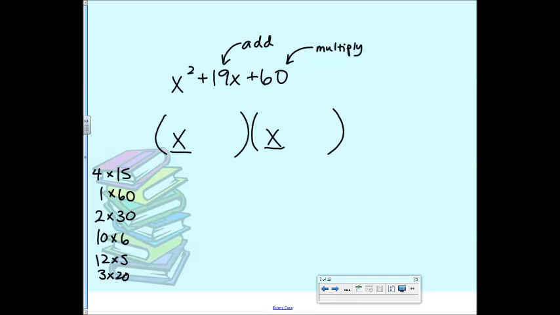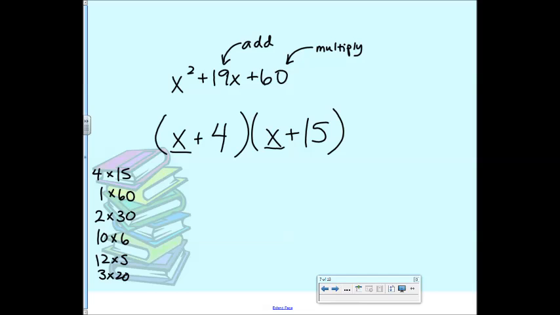Yeah, which one? 4 and 15. So then what goes here? And this one, 15. And because it's positive, they're both positive, since this is also positive. So you need a positive 4 plus positive 15 gives you 19.